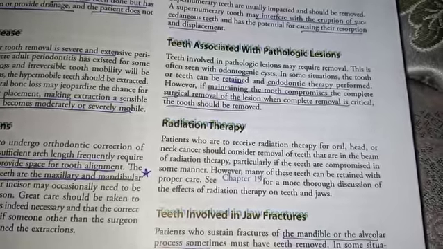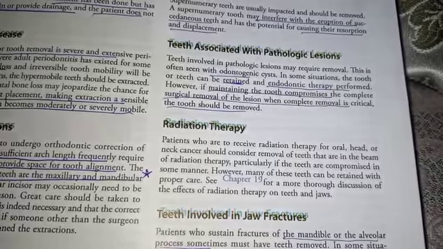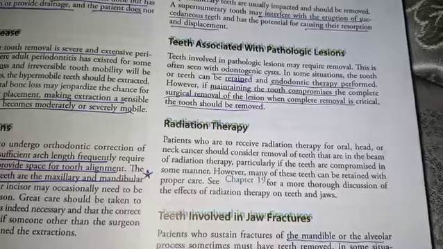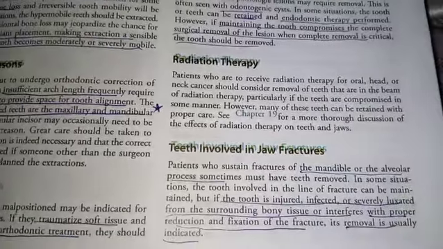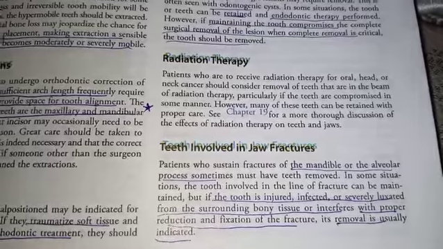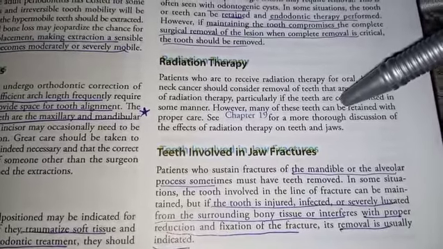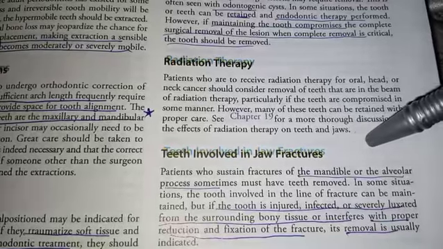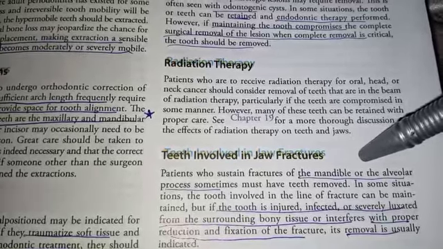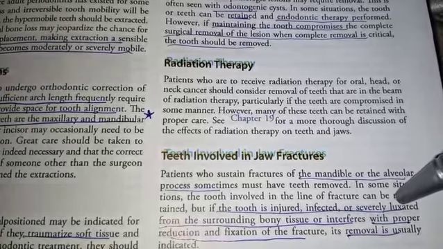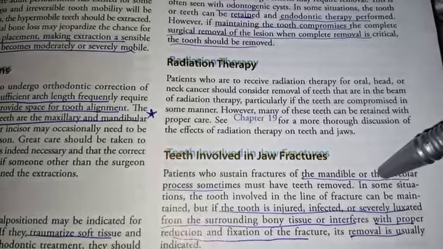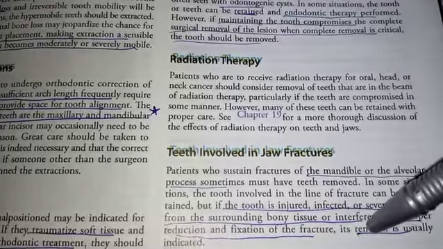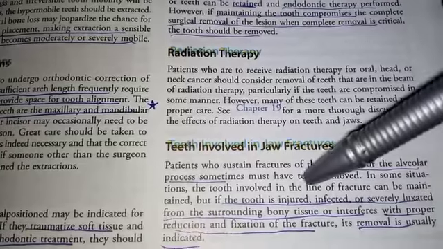Okay, so that's why before the radiation we extract the teeth. Then the teeth that are involved in the jaw, like in the mandibular angle, sometimes the fracture can be maintained, but if the tooth is injured, infected, or severely luxated from the surrounding bony tissue, or it interferes with the proper reduction or fixation of the fracture, then removal is usually indicated.